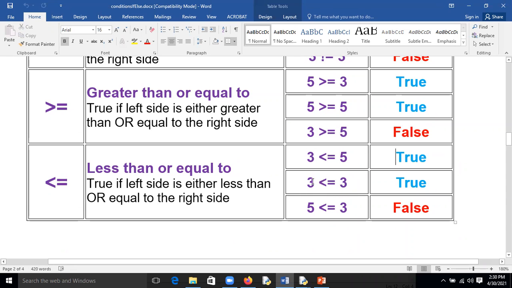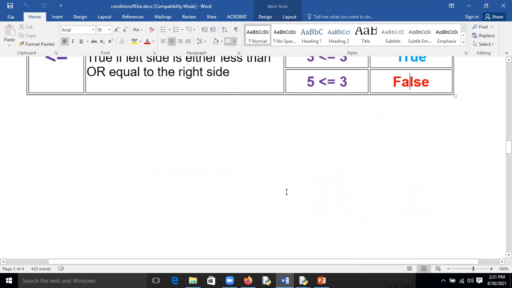Look at the next one. Is 3 less than 3? No. Is 3 equal to 3? Yes. So as long as one of these two is true, it's going to give you true. And then lastly, we look at, is 5 less than 3? No. Is 5 equal to 3? No. So both are not correct. Both are false. It's going to give you false. All right.